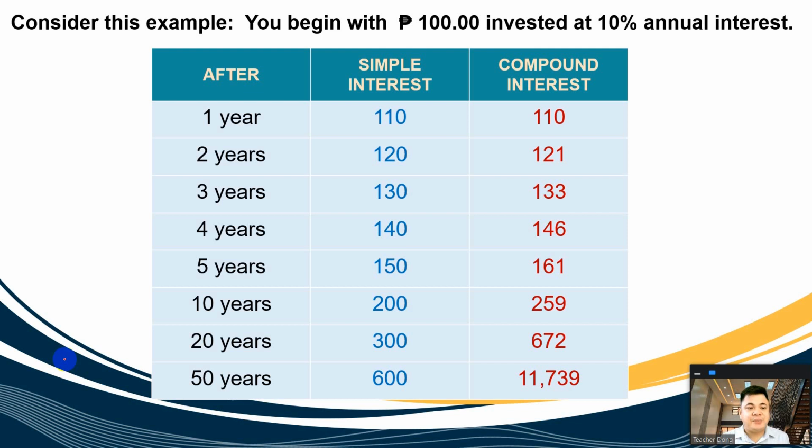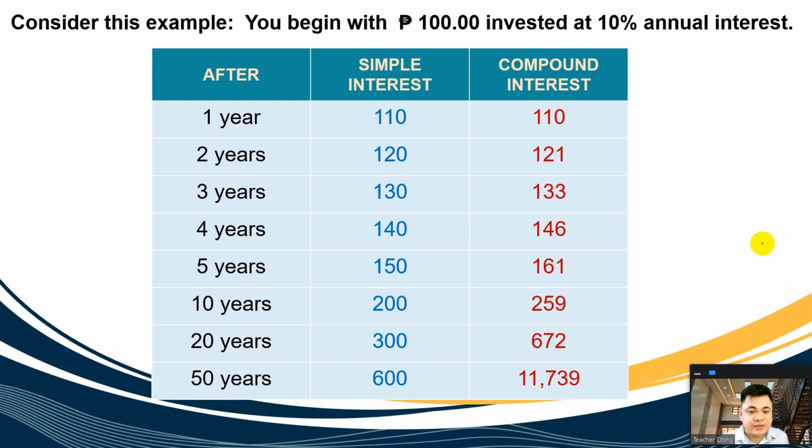Let's say you're going to pay the 100 pesos after a year. If it is compounded yearly, it's the same for simple interest and compound interest. You will pay 110 pesos, so the interest is only 10 pesos. And then for 2 years, for simple interest we have 120, and for compound interest we have 121. As you can see, there is now a difference between the two, a peso difference. And then for 3 years, we have 130, and for compound interest, we have 133.